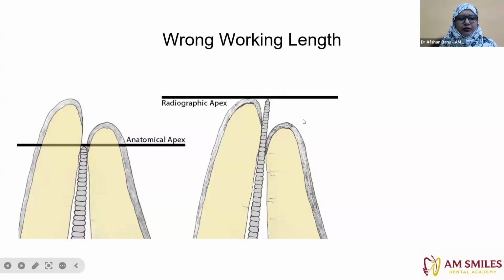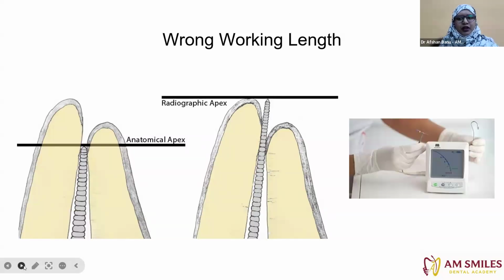You can always go in for an apex locator as well. When you combine the apex locator for working length, then you will have an accurate reading. So what you can do, you can measure the working length first with the apex locator, then you can check whether it is correct in a radiograph. So at the apex is not the ideal one. You have to keep it 1 mm shorter than the apex.